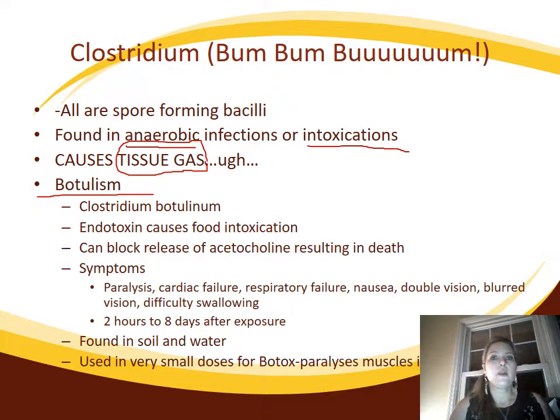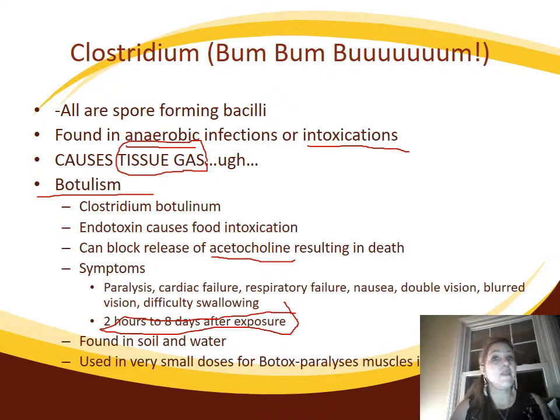What botulism can do is block the release of acetylcholine in your system, resulting in death. Some of the symptoms that you'll see from botulism are paralysis, cardiac failure, respiratory failure, nausea, double vision, blurred vision, and difficulty swallowing. You'll see it come about somewhere around a few hours to a week after exposure.